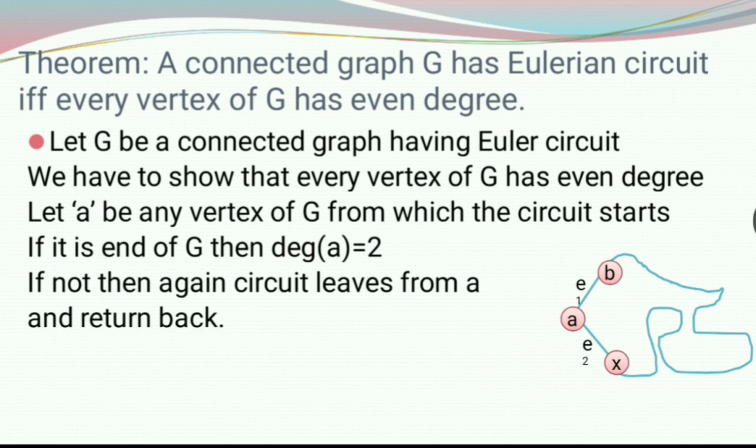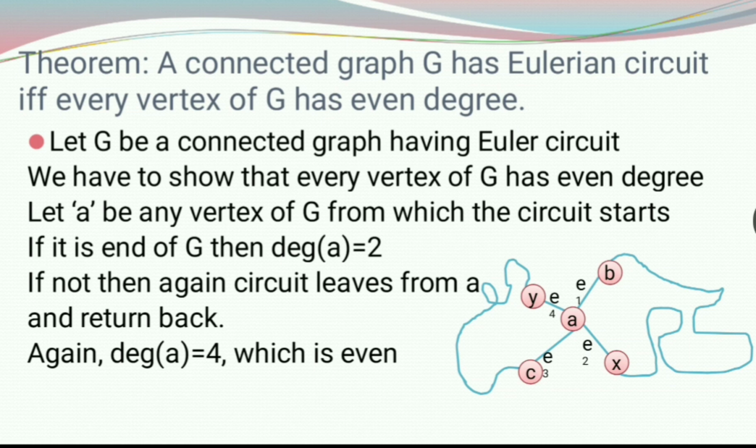And it will again return back to A, because it has to complete the circuit. So initial and final vertex should be same. So if it goes to some other vertex, it will again return back to A. So in this way the degree of A is again 4, which is even. If the circuit ends here, then we have proved that the degree of A is 4, which is even.